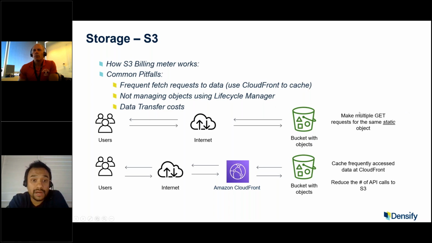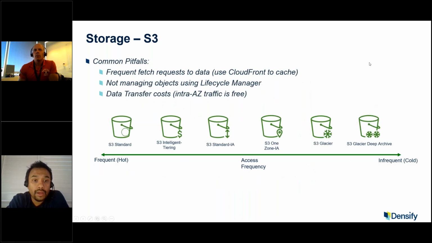In the next slide, we'll talk about Lifecycle Manager. AWS has a bunch of different storage tiers, from S3 Standard all the way to Glacier and Glacier Deep Archive, and your costs vary by the storage tier that you use. So the goal here is to use something like Lifecycle Manager to intelligently move those objects as time passes. Maybe after 30 days, you want to move them to S3 Standard Infrequent Access, or maybe after 90 days, you want to expire the object because it's no longer needed. So you can build those kinds of rules.